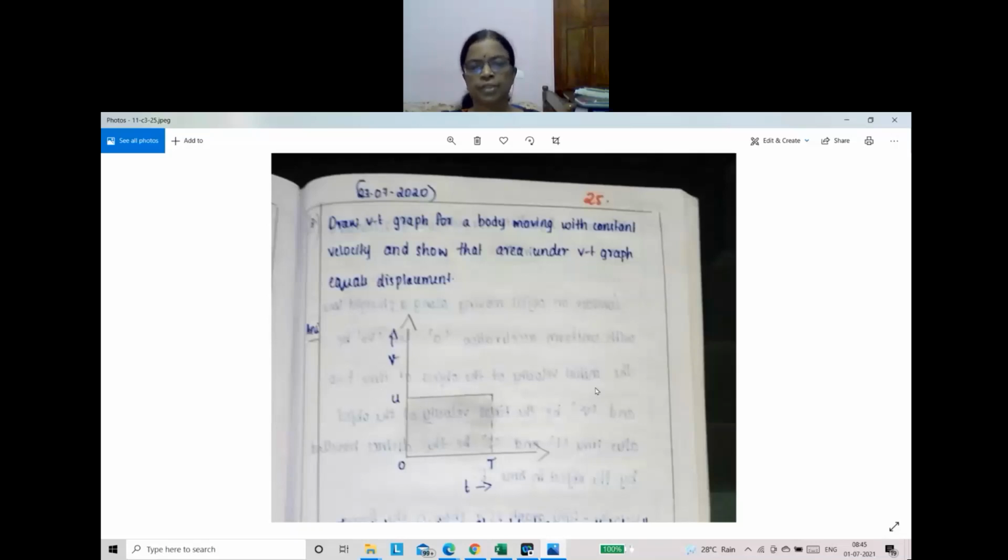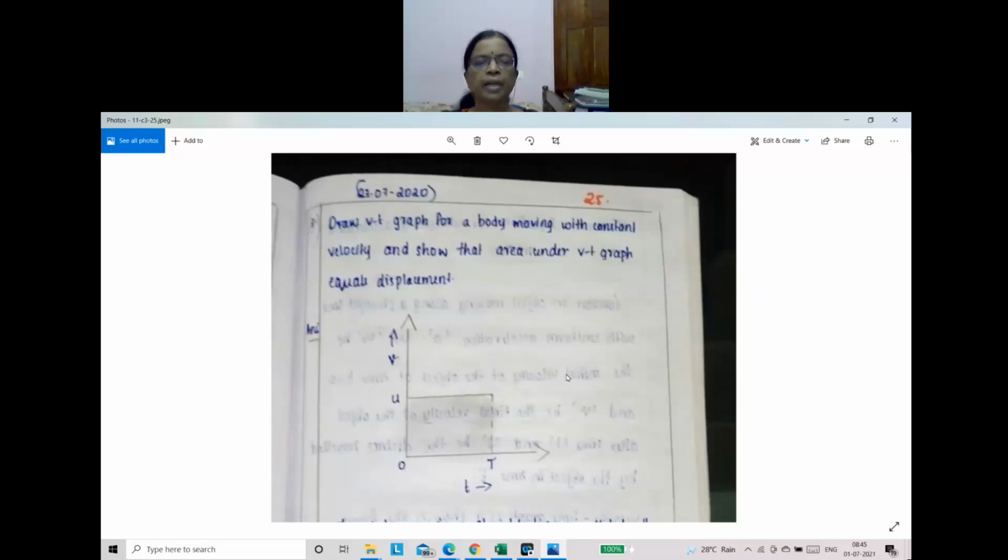Is it an accelerated motion? No. Velocity is constant, not at all increasing or decreasing. So it is a uniform motion, uniform velocity, zero acceleration. Understand? Acceleration is zero. And what is the question? Draw a VT graph for a body moving with constant velocity and show that the area under the VT graph equals displacement. You have to show that the area under this shaded region is equal to displacement.